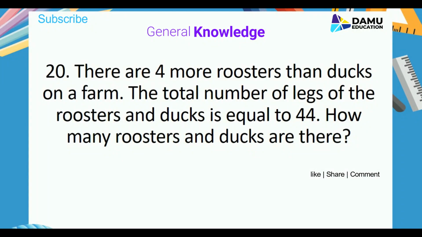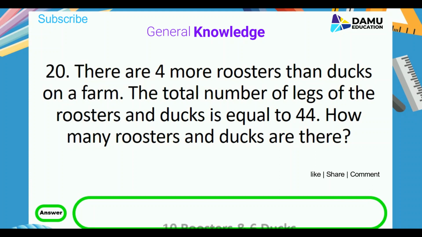There are 4 more roosters than ducks on a farm. The total number of legs of the roosters and ducks is equal to 44. How many roosters and ducks are there? Answer is 10 roosters, 6 ducks.